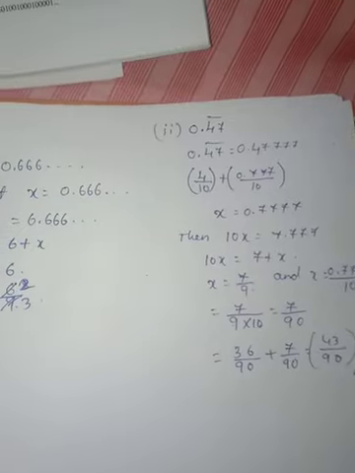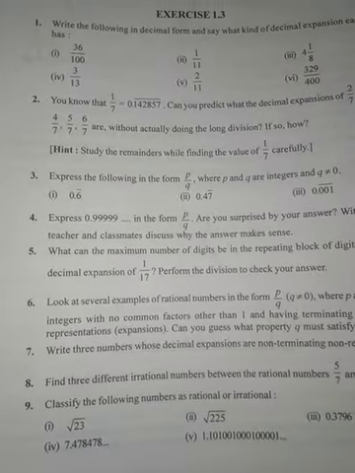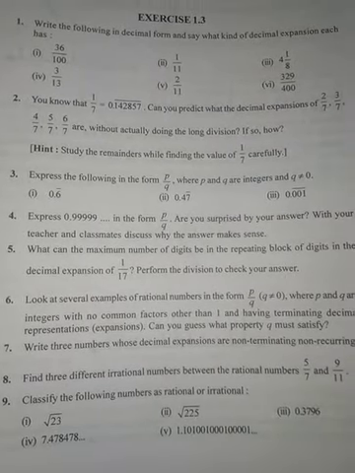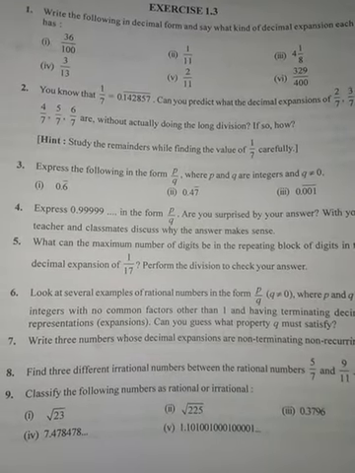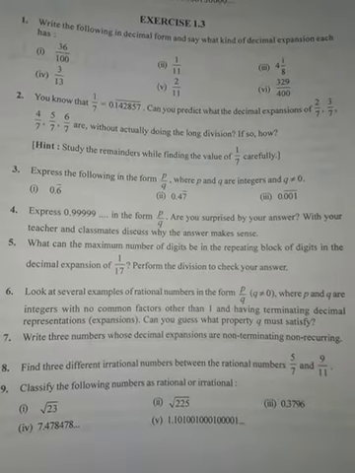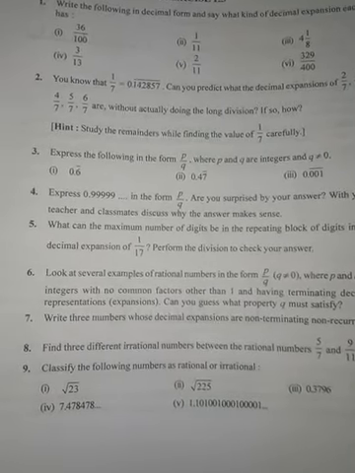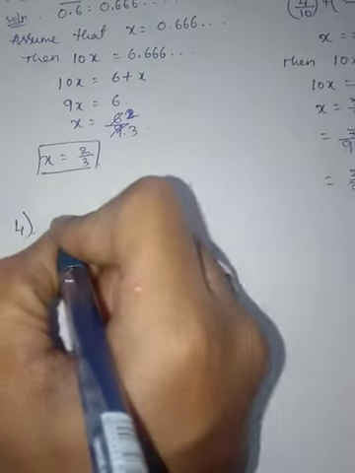I hope you understood the second one. I will move to the fourth one, that is express 0.9999 in the form P by Q. Are you surprised by your answer? With your teacher and classmates discuss why the answer makes sense. That means I will give the explanation. You can discuss with your friends. That is the fourth one.